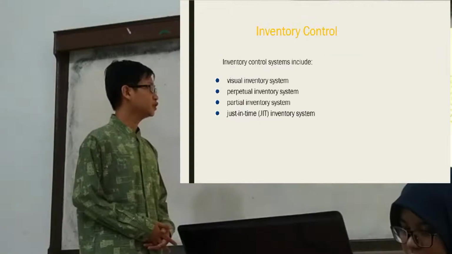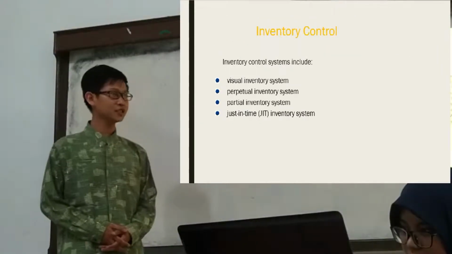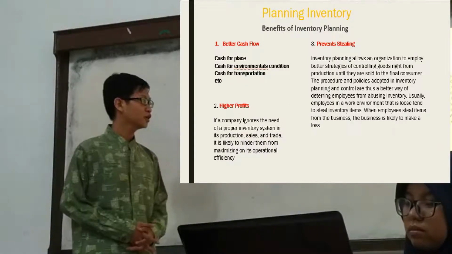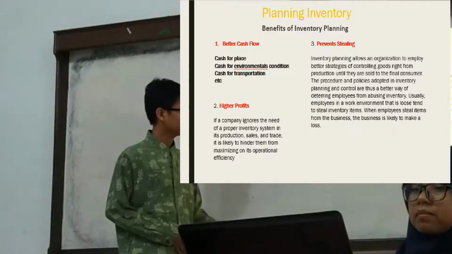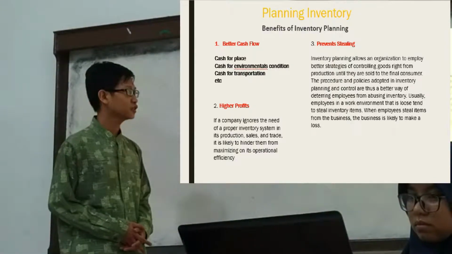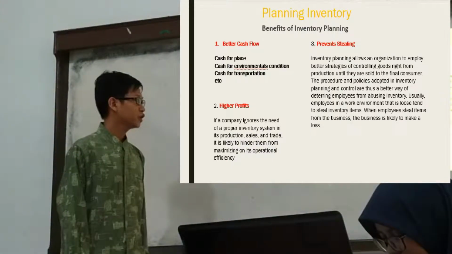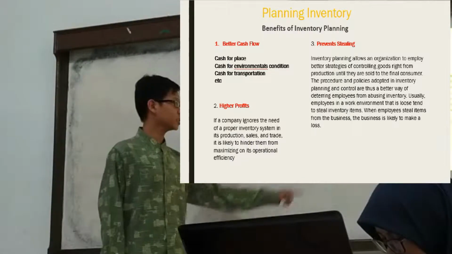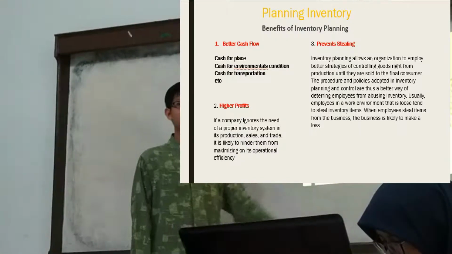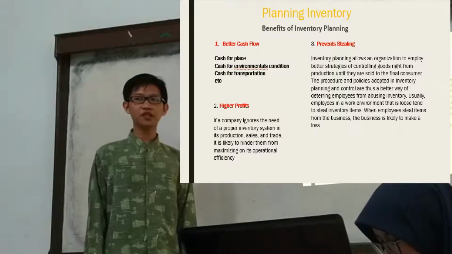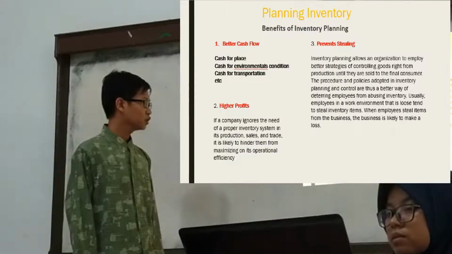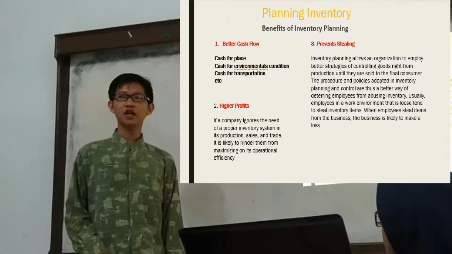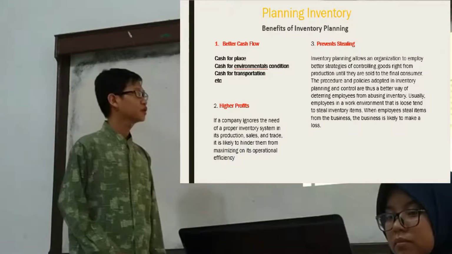Why? If a company ignores the need of a proper inventory system in its production, sales, and rent, it is likely to hinder it from maximizing its operational efficiency. So that means if you ignore the inventory system on production, maybe at the company, or sales and rent, maybe in transportation or at the customer, then the efficiency is decreased. The efficiency of the product is decreased.